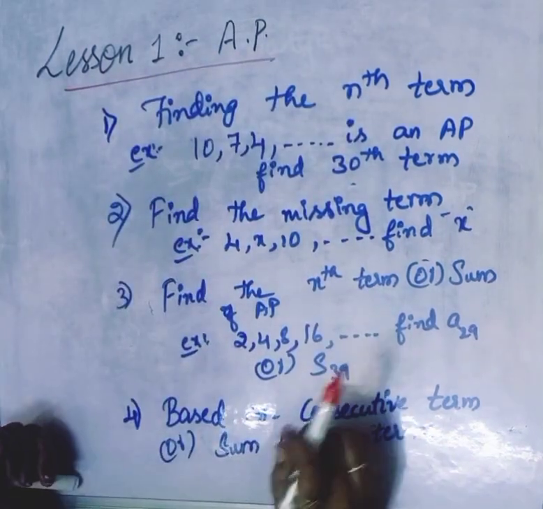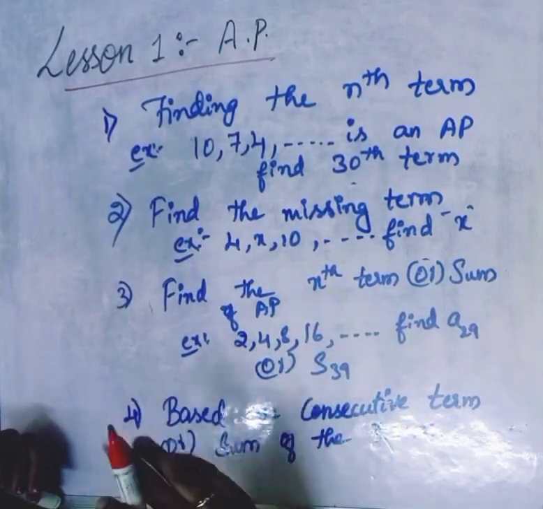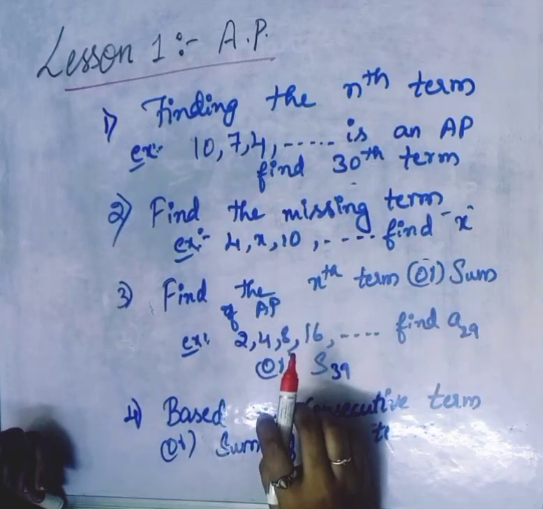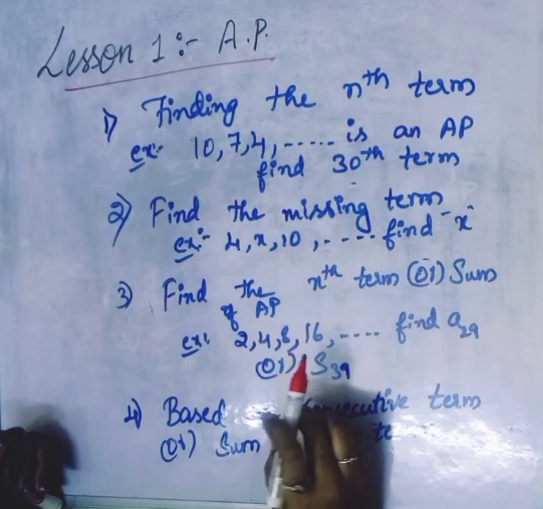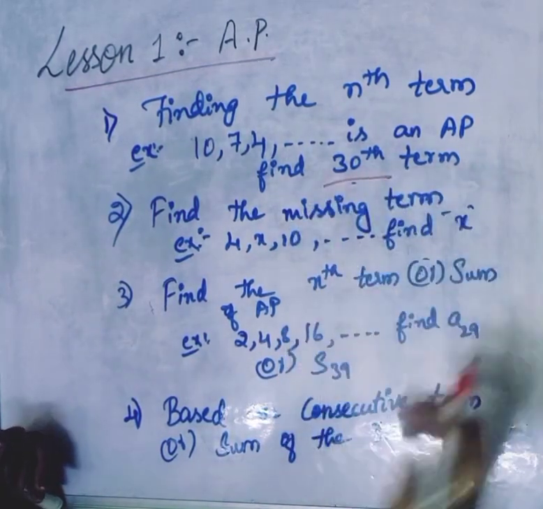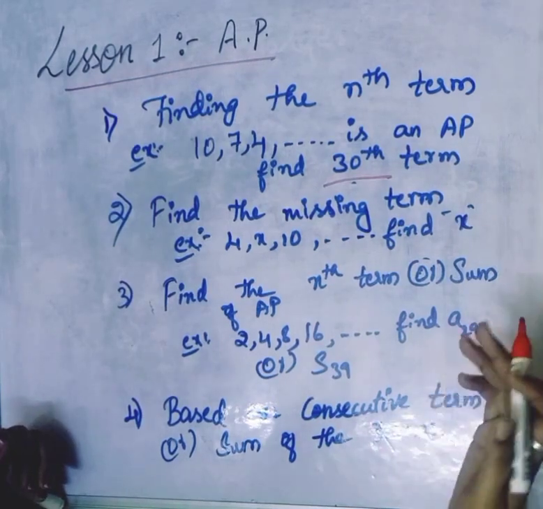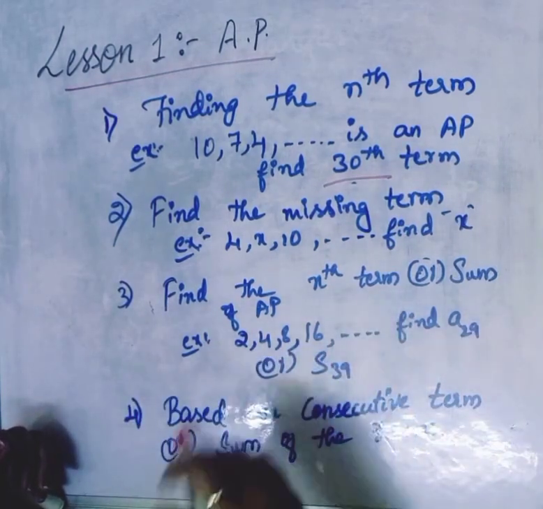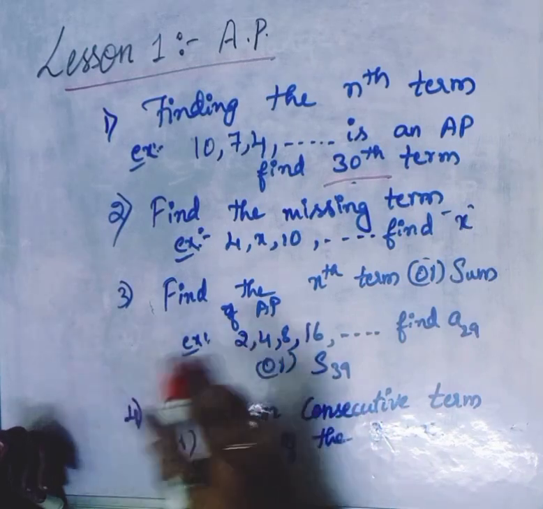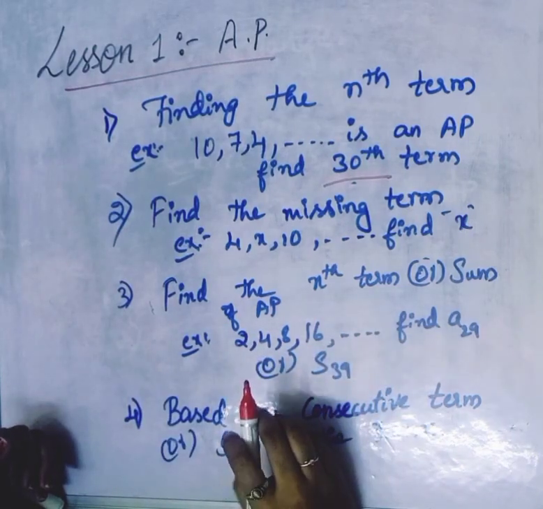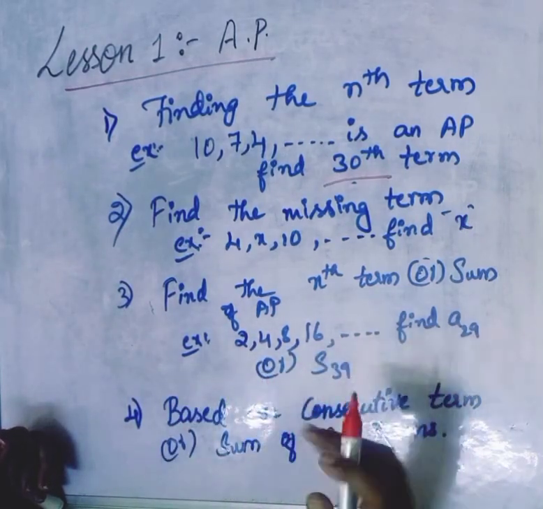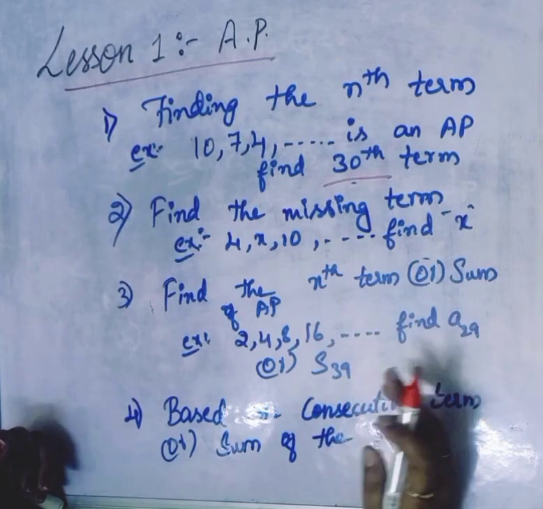In that, the first one is finding the nth term. For example, we have 10, 7, 4 as an AP. Find the 30th term. Instead of the 30th term, they may give the ninth term or the 8th term. Otherwise, they may give A30 also, so that sequence is also possible. Otherwise, they will give A and D values and ask you to find A20.